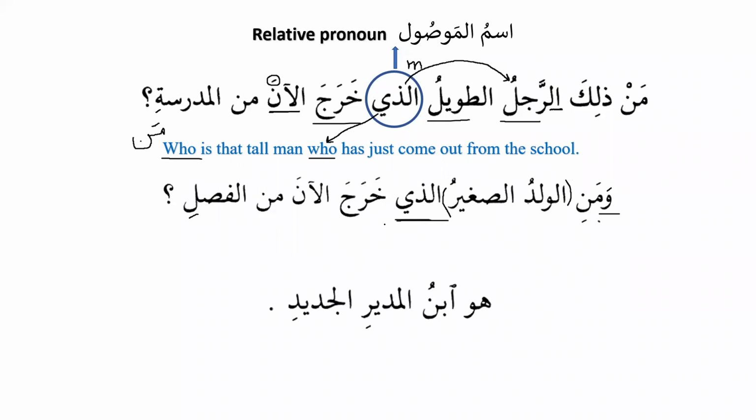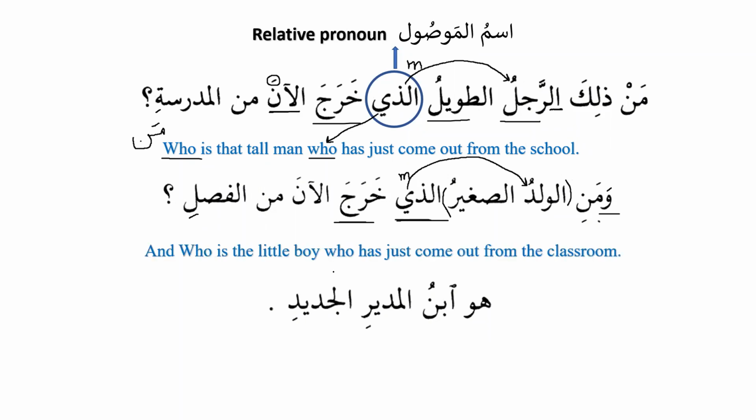And after alladhi, we must have a complete sentence. It can be a verbal sentence, it can be a nominal sentence, and sometimes we can have jar majroor after that as well. So kharaja, he went out. So he basically is used for alladhi, he went out. And here alladhi is used for what? It is used for al-waladu. And again, let me repeat that alladhi is used for singular masculine. Kharaj al-ana min al-fasli, left the classroom right now.